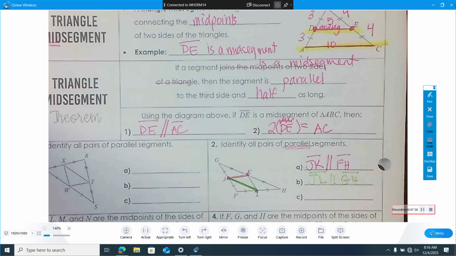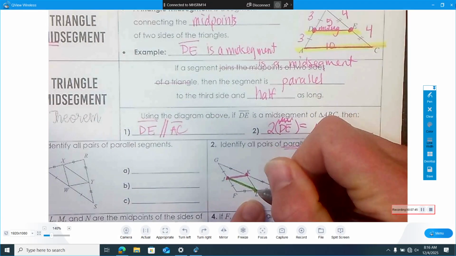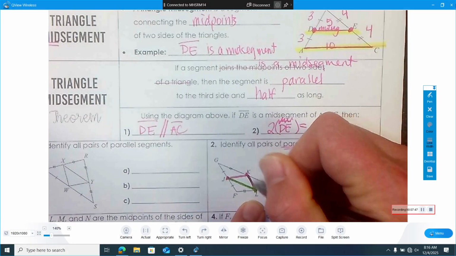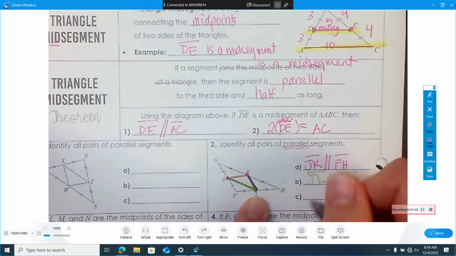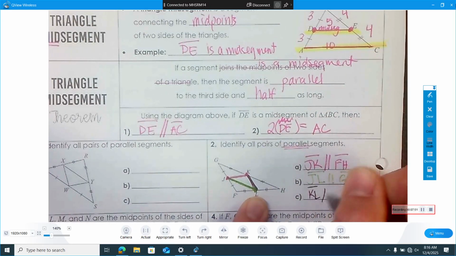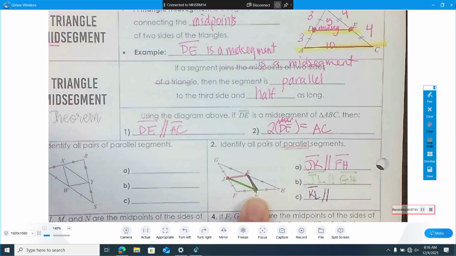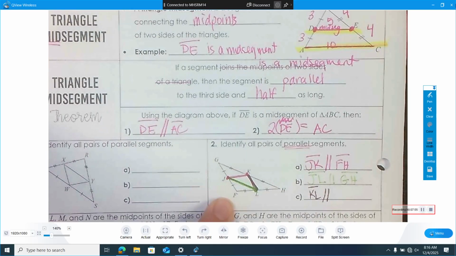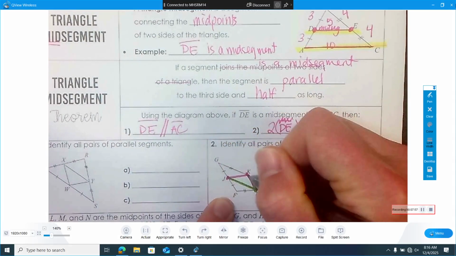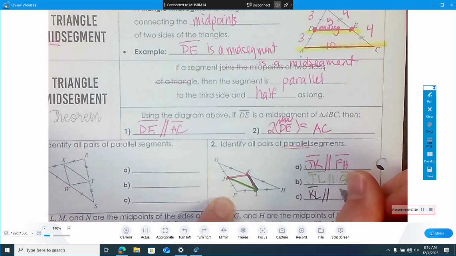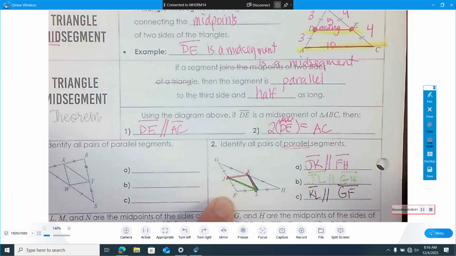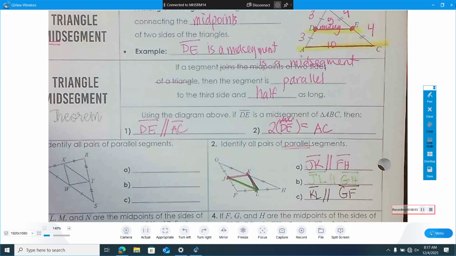All right. And last here, yeah, we have another midsegment right here. KL is parallel to GF. Yes, there it is, right there. They are parallel. So GF. All right. KL is parallel to GF.